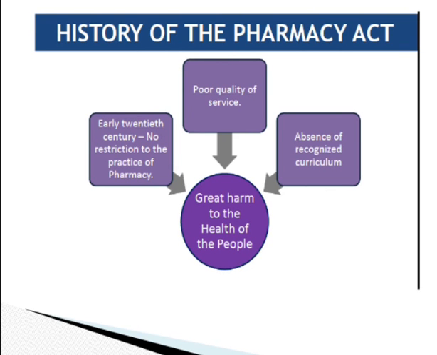There was an absence of a recognized curriculum and very poor quality of services. Where a drug was manufactured at any place, there was negligence of health, no sanitation, no cleanliness, and different types of criteria were lacking. Poor quality of services continued until the early 20th century, with no restriction on the practice of any person. There was no restriction that only a pharmacist should be allowed to dispense a drug.